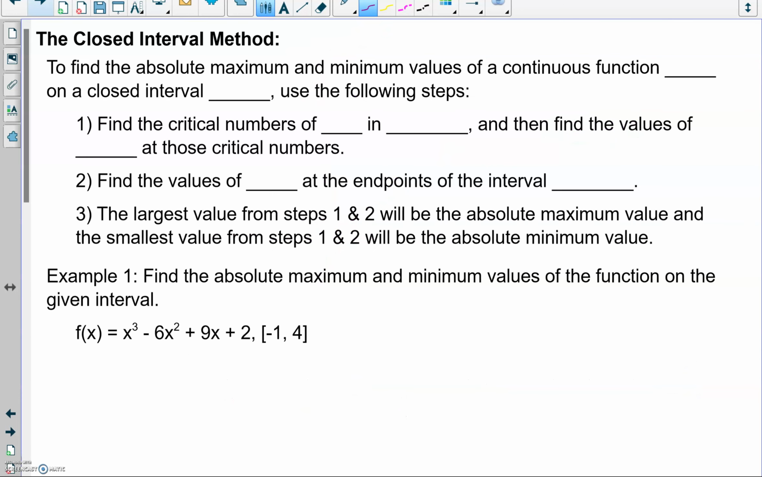All right, the closed interval method is what we're going to use to find the absolute maximum and minimum values of a continuous function f of x on a closed interval a to b. Oops, that should be closed there, not round. We'll go ahead and pick up with the steps and an example of using these steps in the second part of this video.